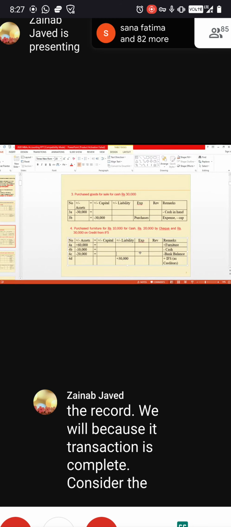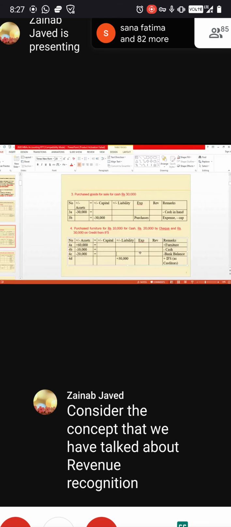Consider the concept that we have talked about, revenue recognition. The moment a transaction is complete, we will record it.